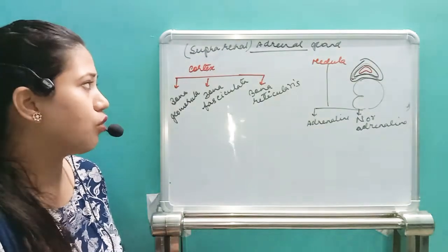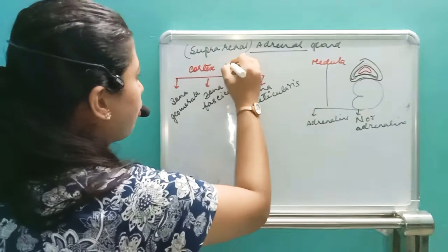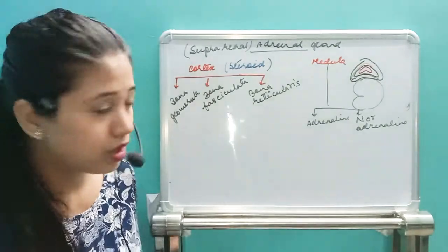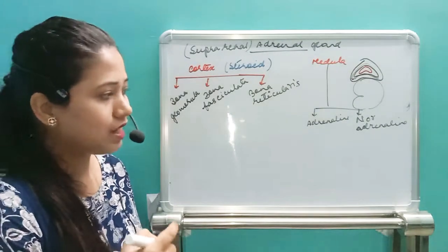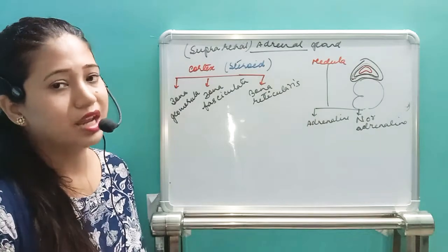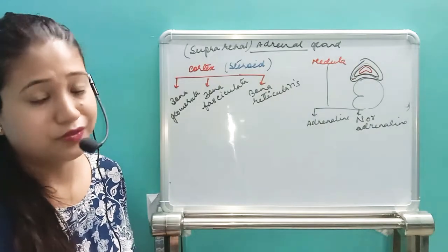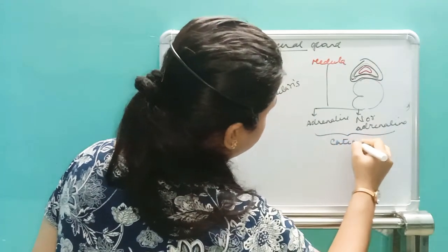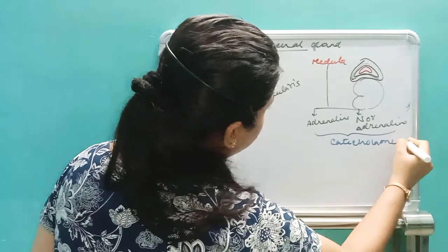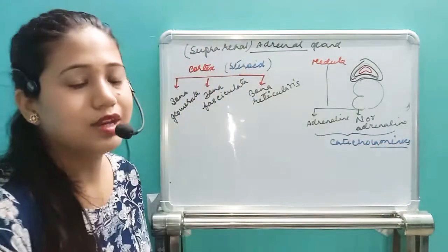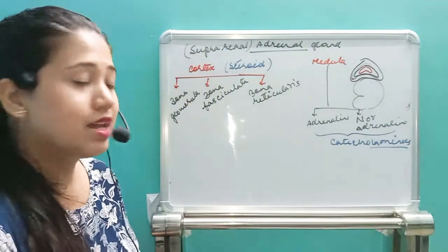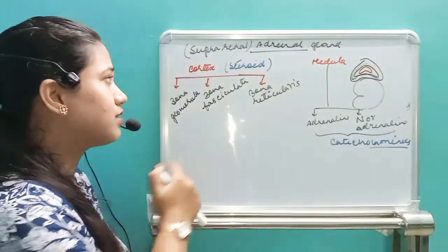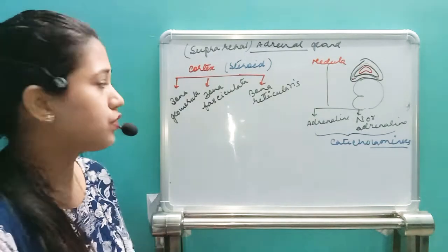One more thing you need to know, the hormones released by the cortex are steroid in nature. They are called corticosteroid hormones. But the medulla, which is releasing adrenaline and noradrenaline, they are not steroid, they are amino derivative hormones. So they are called catecholamines. They are derived from the amino acid.